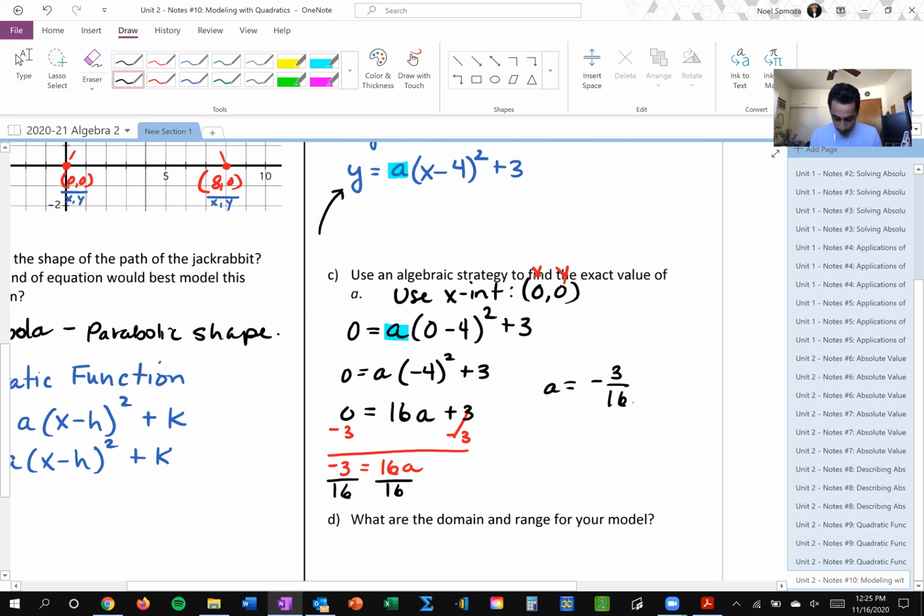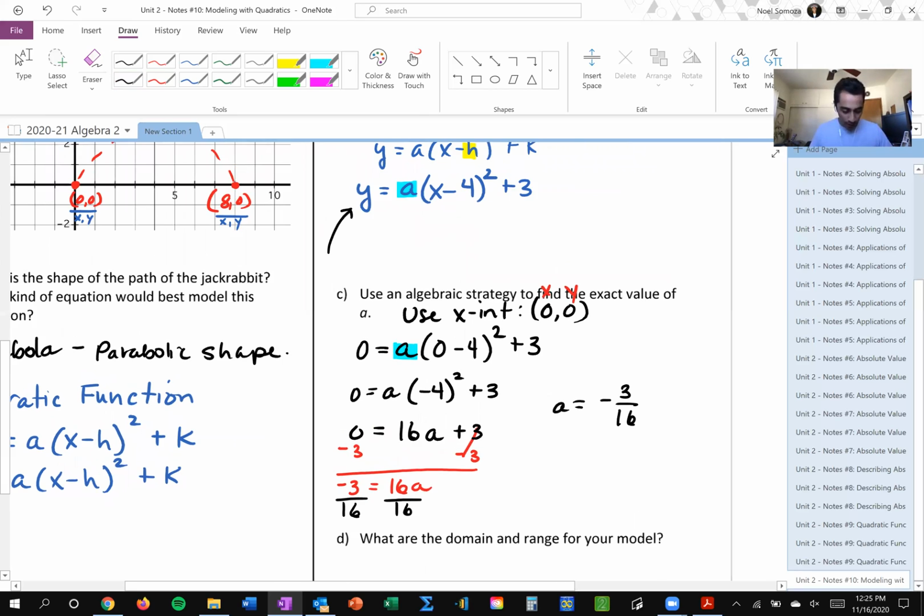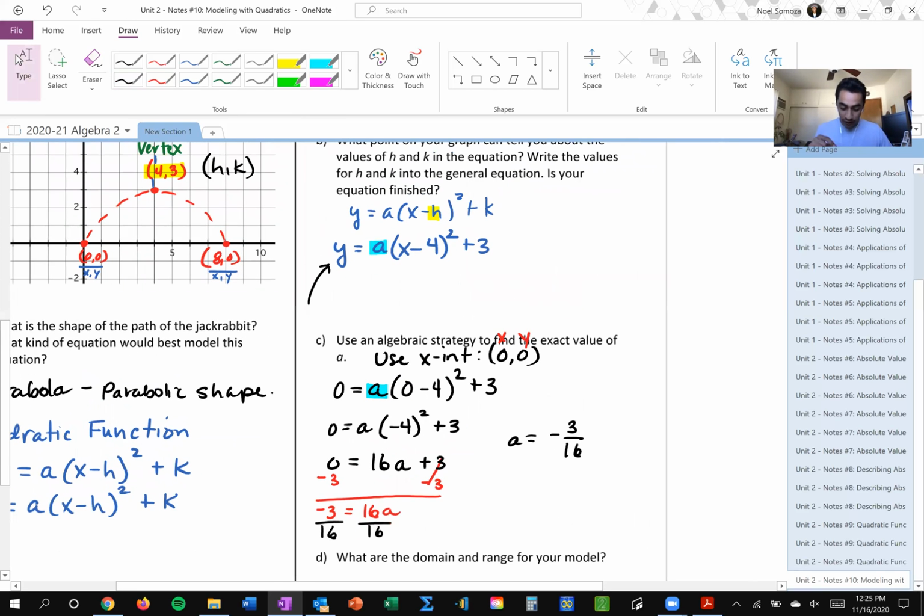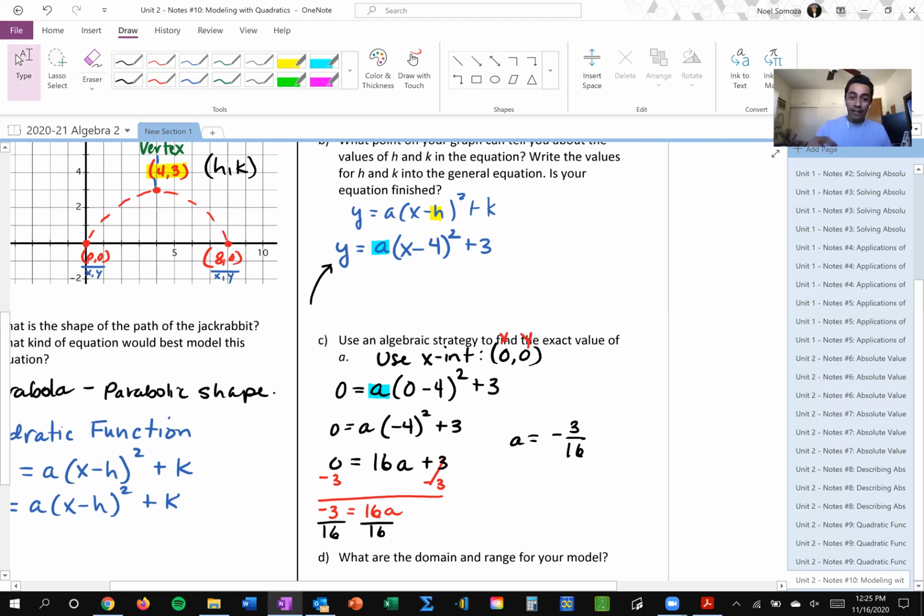Okay, so that's my a value, right? That's my a value. But what is the whole function now, right? What is the whole equation that represents this parabola? You would want to make sure you take a and you go back and you plug it in. All right, make sure you go back and plug it in for where a is at.